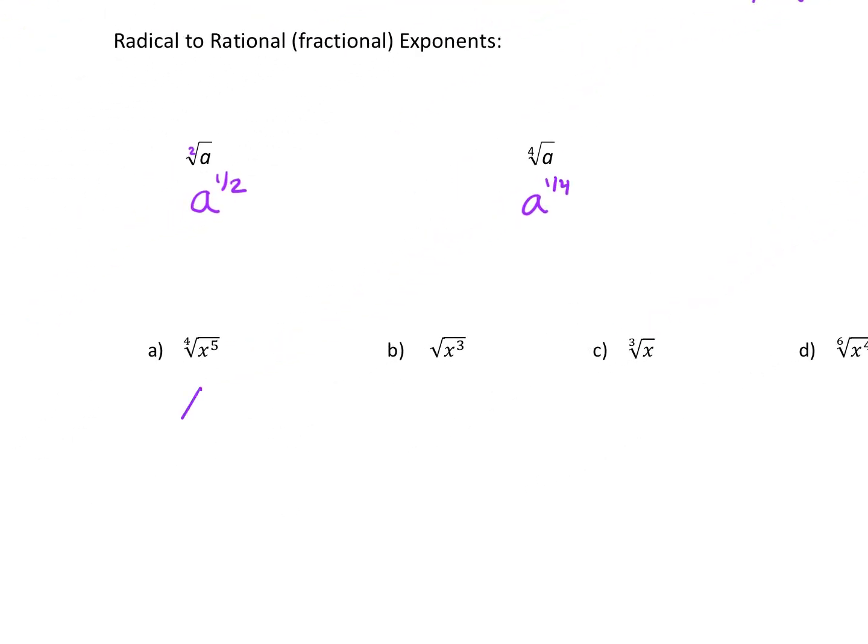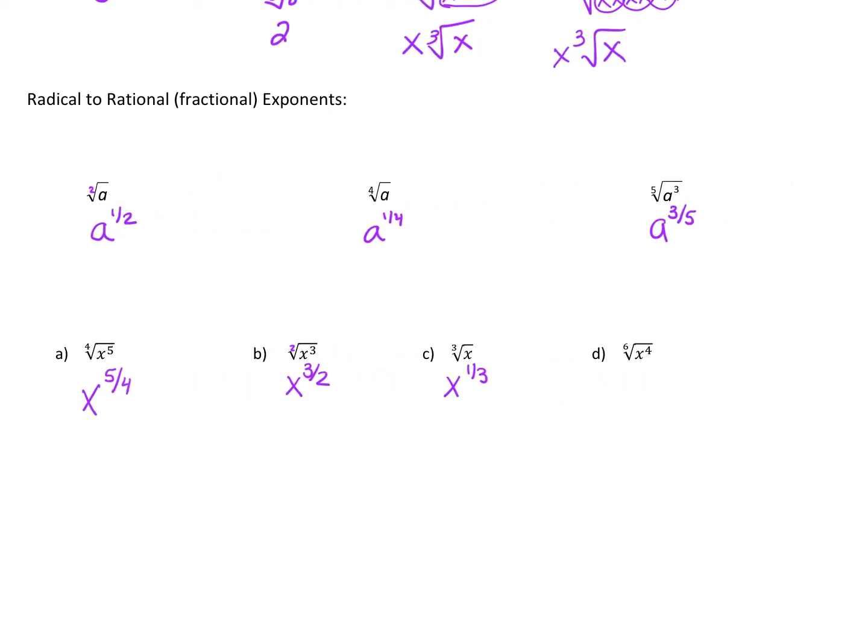Same with this one, x to the 4/5, or sorry, 5/4: 5 stays on top, 4 goes on the bottom. Square root is an index of 2, so it'd be 3/2. This would be x to the 1/3. This would be x to the 4/6, which can be reduced to 2/3.